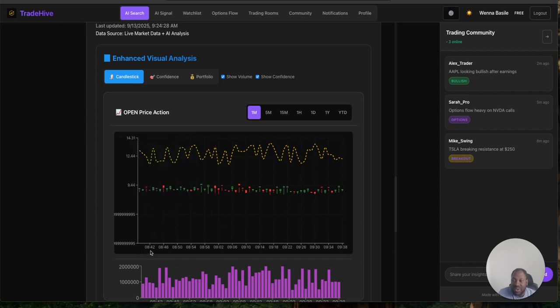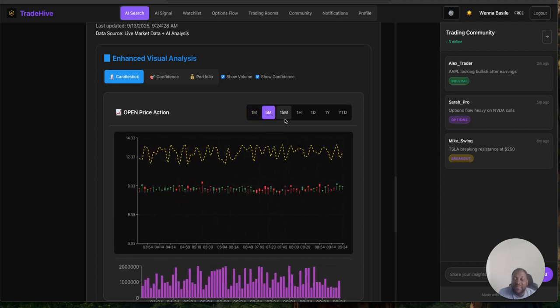Take you all the way to 1 minute, right? Sorry, 1 minute. And it kind of shows you what happened yesterday for this stock, right? The up and down, the red candle, the green candle, and stuff like that. But I like to look at 5 minutes and 15 minutes, right?